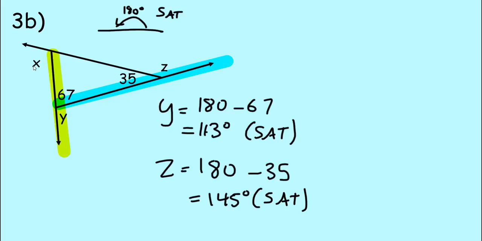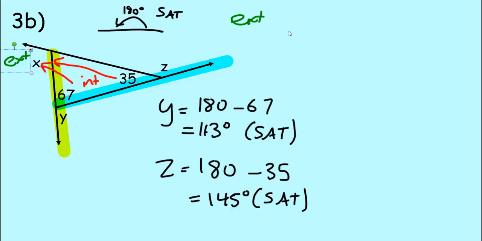X was actually the most difficult one in this situation. There were two ways that you could have found it, or if there's more ways, you can let me know. But you could have realized that X is across from these two interior angles. So 67 and 35 are interior angles, and X is an exterior angle. So if you remember the exterior angle theorem, the two interiors are the same as your exterior.